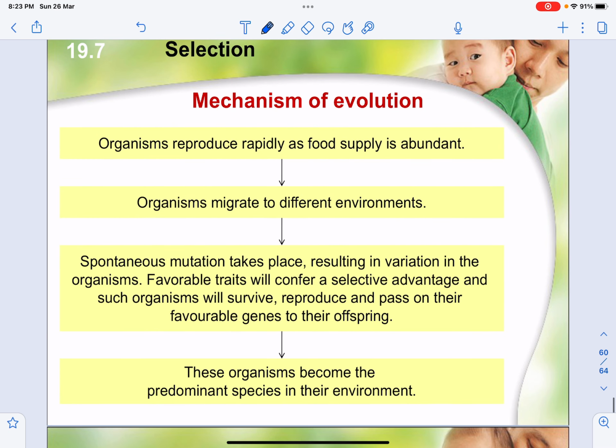Some of the mechanisms of evolution are as follows. Organisms will reproduce rapidly as food supply is abundant. These organisms will migrate to different environments. Spontaneous mutation takes place, resulting in variation in the organism, and favorable traits will confer a selective advantage. Such organisms will survive, reproduce, and pass on their favorable genes to their offspring. These organisms will then become the predominant species in their environment.